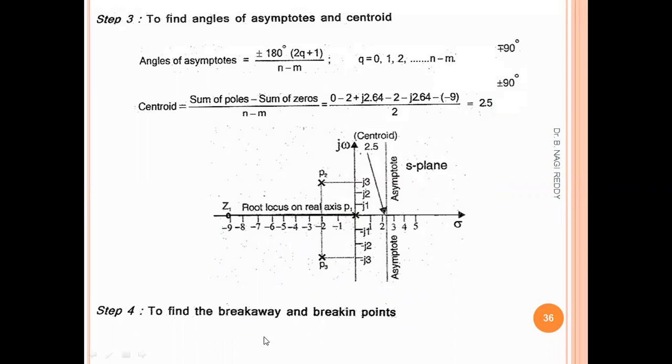So that is our step 4. Directly we can say, based on the knowledge of poles and zeros and their placement, that there is no scope of having a breakaway or break-in point.